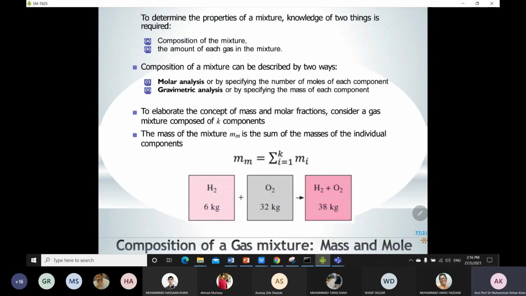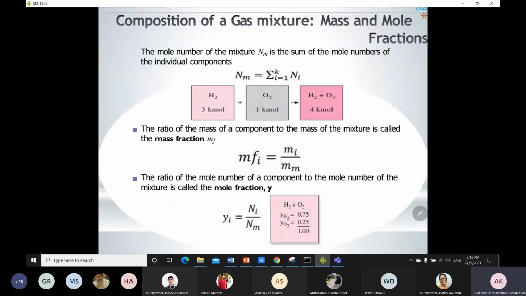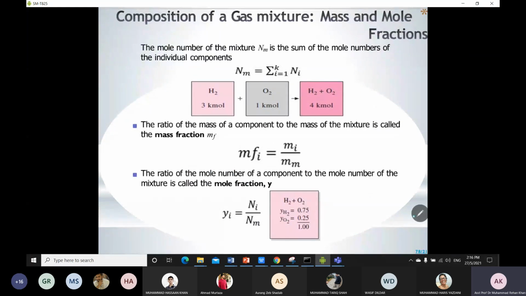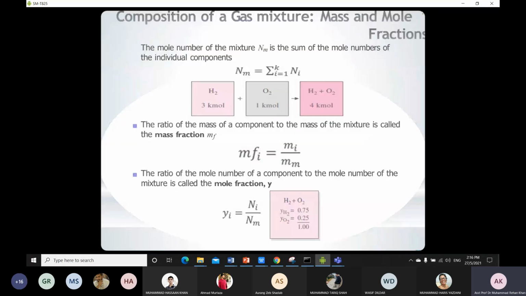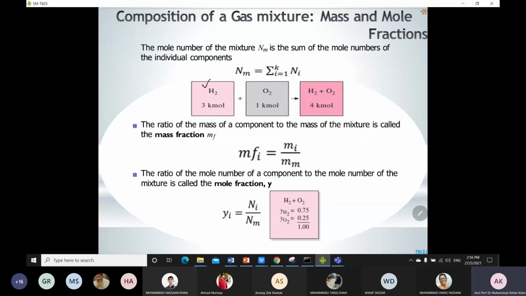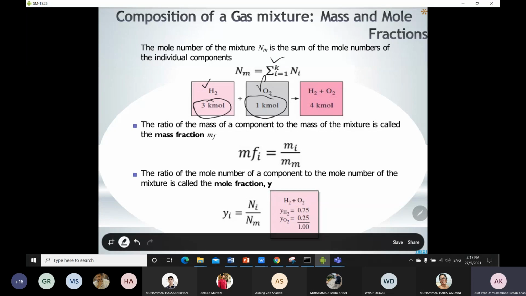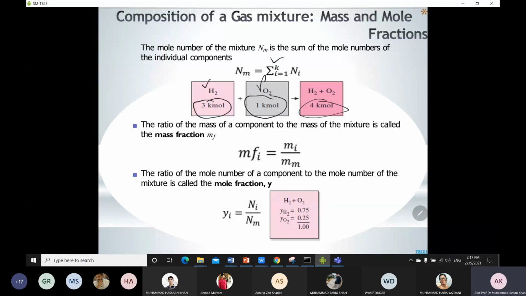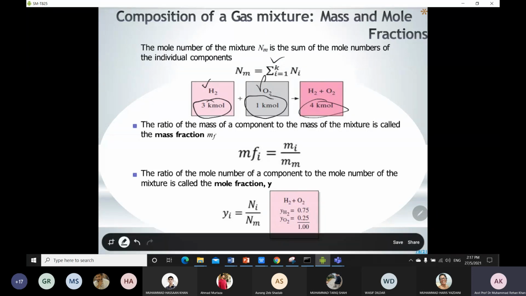In a similar way, when we go for the mole, for the mole number we have to find the number of moles of the mixture. For example, if we have two gases H2 and O2, and the number of moles are given, which is 3 kilomole of H2 and 1 kilomole of O2, we have to add all the numbers of moles of the individual components to get the number of moles of the mixture. So we just add 3 plus 1 and we get the number of moles of the mixture.